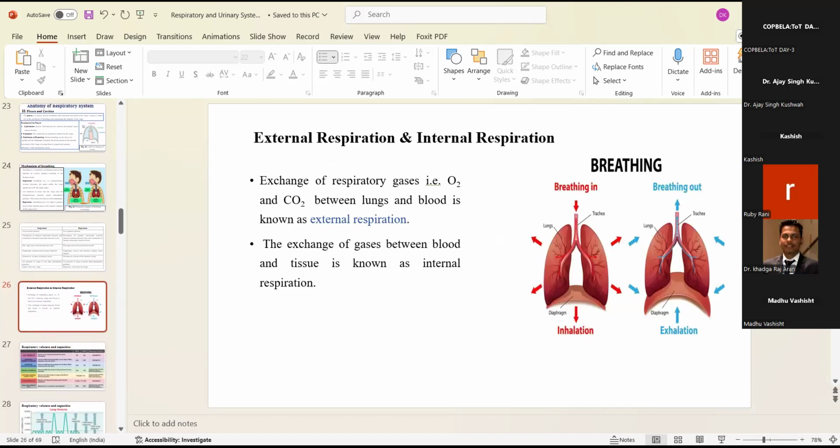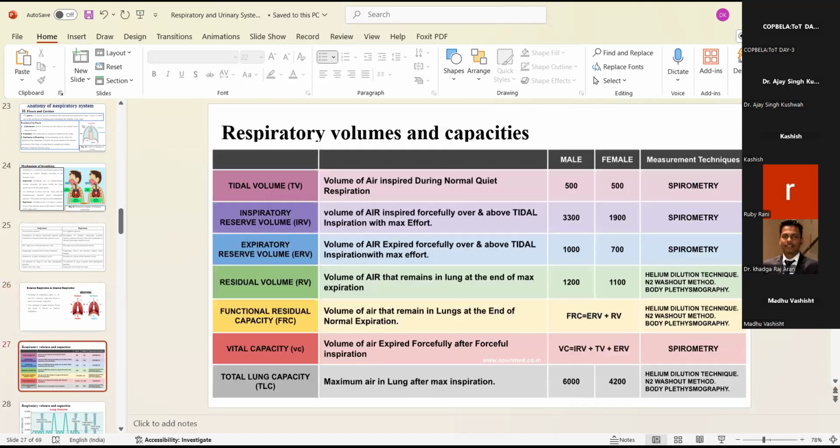And next is external respiration and internal respiration. This is important for 2 marks in your exam. Define external respiration and internal respiration. The exchange of respiratory gases, oxygen and carbon dioxide, between the lungs and blood is known as external respiration. Whenever there is an exchange of gas, oxygen and carbon dioxide, between the blood and tissue, that is known as internal respiration. So this is very simple.